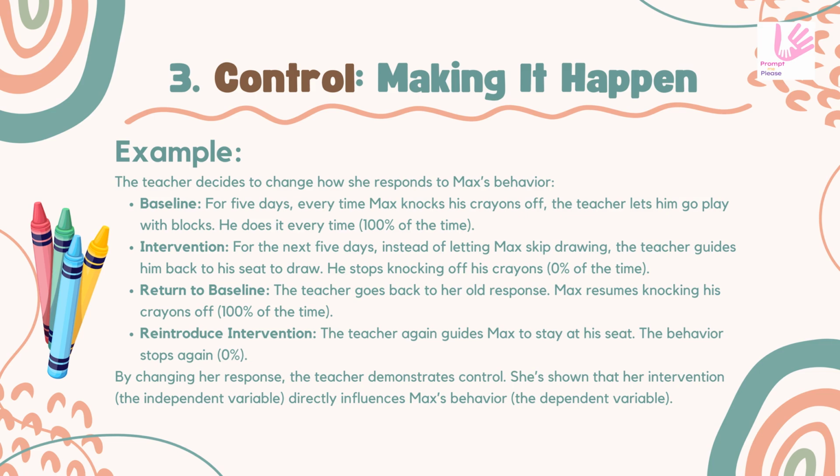Next, the teacher returns to baseline. The teacher goes back to her old response. Max resumes knocking his crayons off. Finally, she reintroduces her intervention. The teacher again guides Max to stay at his seat. The behavior stops again. By changing her response, the teacher demonstrates control. She's shown that her intervention, the independent variable, directly influences Max's behavior, the dependent variable.